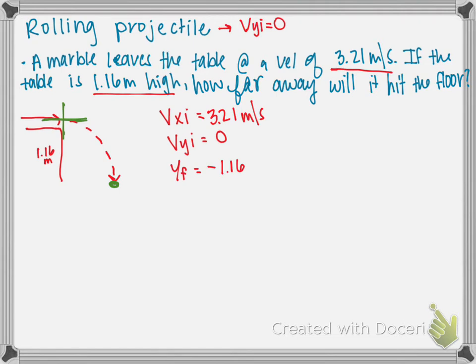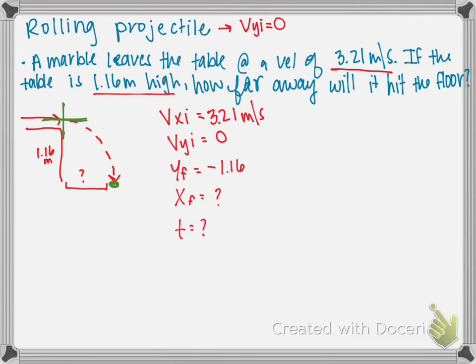My overall question is how far away will it hit the floor, which means I'm looking for this distance. So what variable does that mean? X final, right? So that means X final is my main question mark. So I want you to take a look at your X final equation and find out, can we solve for X final with the information that we have? I have to find time. Look at my X final equation. Vxi times t. So that means I'm going to have to solve for time first, right?